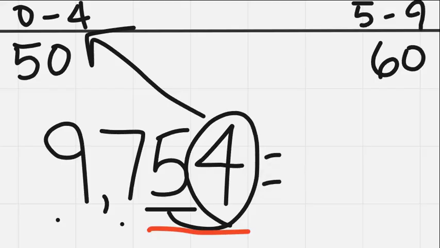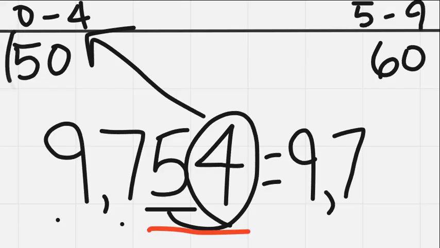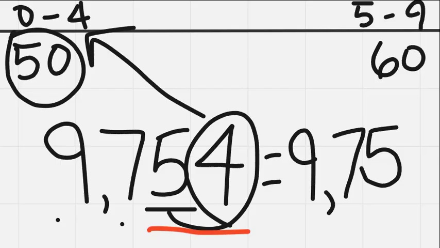So we can copy the numbers 9 and 7, but now we're going to write 50 because that's what we're rounding to. Nice job. So 9,754 rounded to the nearest tens is 9,750. Be sure to check your work.